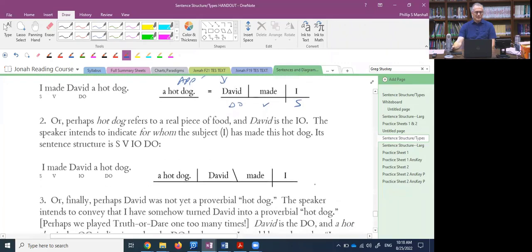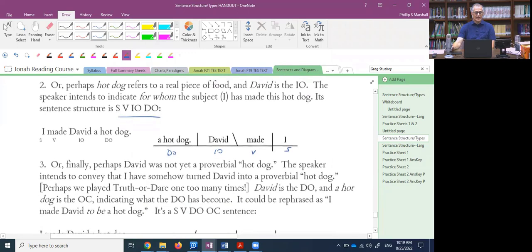Number two, perhaps hot dog refers to a real piece of food and not a proverbial guy who does tricks. If this is the case, then traditional grammar would consider David to be an indirect object. It indicates for whom I, the subject, have made this literal hot dog. Then this is a subject, verb, indirect object, direct object type of sentence. I made David, indirect object, a hot dog. That's what I made, and it's a literal hot dog now.